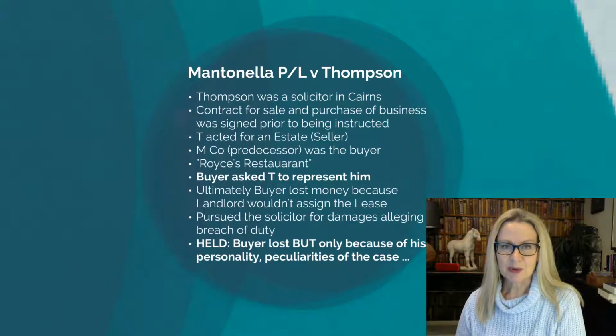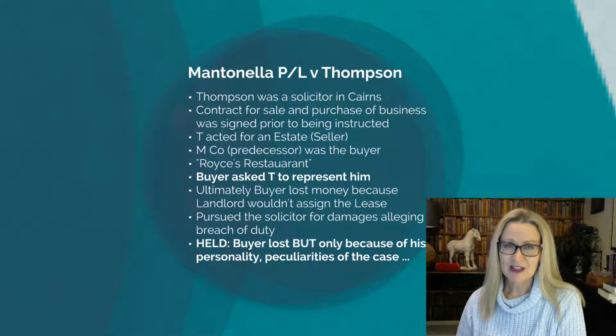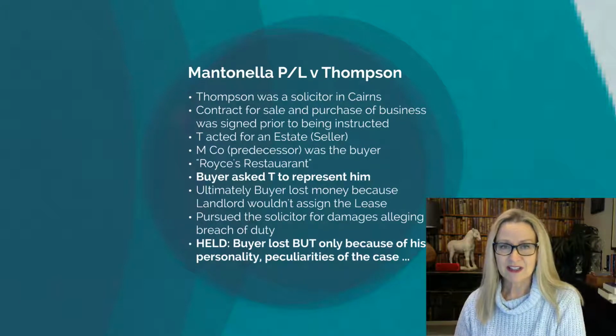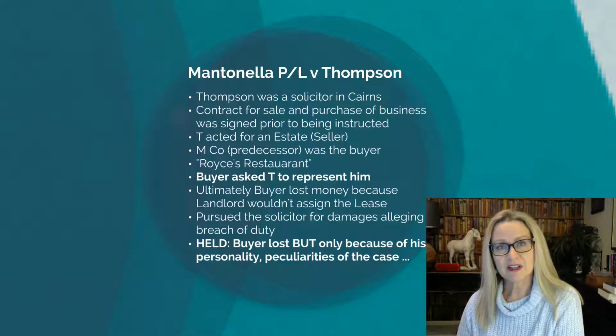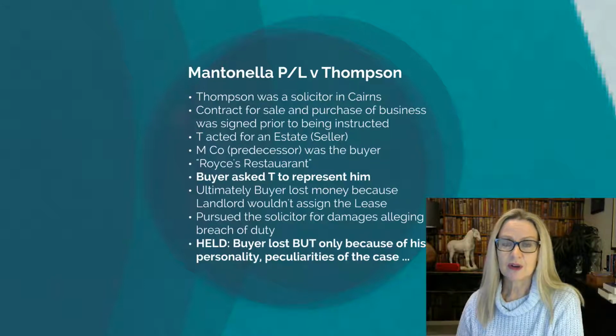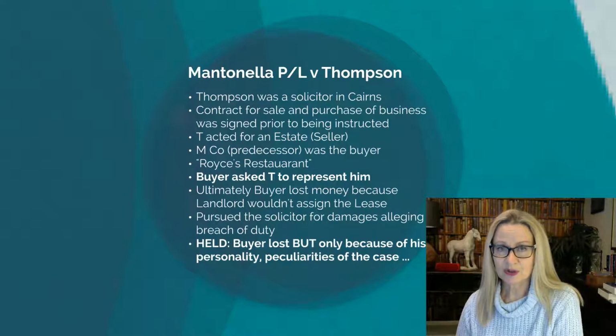Okay, so in this case, poor old Mr. Thompson was an unsuspecting solicitor in Cairns, happily acting for an estate, and this estate wanted to sell its business, which was a going concern called Royce's Restaurant. And to sell the business, they needed to sell obviously all the goods and chattels of the business, as well as possession of the premises, which were a leased premises. So the estate had to procure assignment of its lease of the premises to the new purchaser.